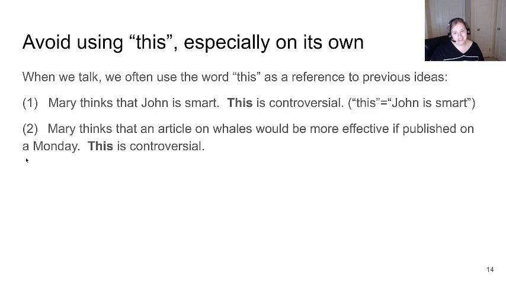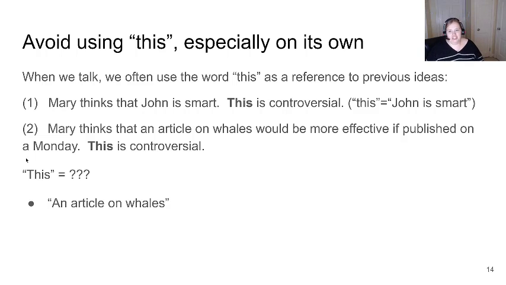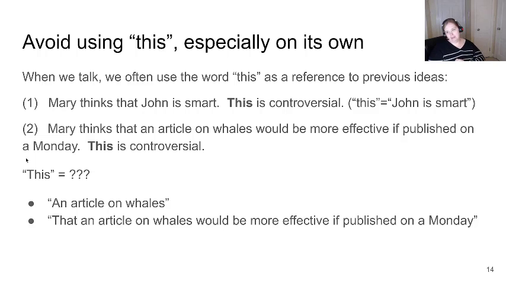And the reality is there's a bunch. It could be, this is controversial, an article on whales, that could be the thing. You know, it's controversial that it's an article on whales. Maybe it is an article on whales, or that an article on whales is more effective if published on a Monday. That whole proposition could be what's controversial, or it could be simply publishing on Monday. So this can be lots of chunks. The pronoun can replace different sizes, different types of phrases. It can replace a lot of stuff because it replaces propositions for the most part. It could be nouns too, I guess. Ergo, it's ambiguous. We don't want to do that.